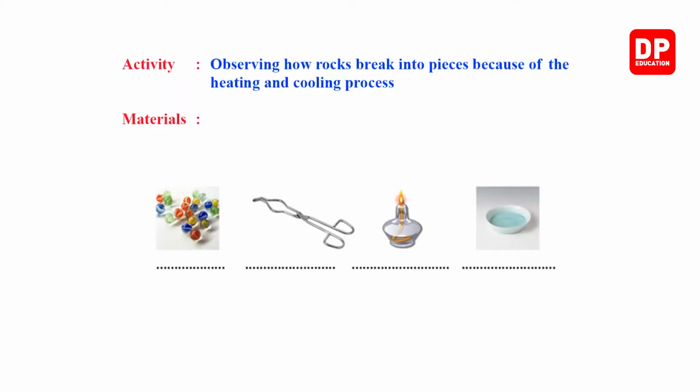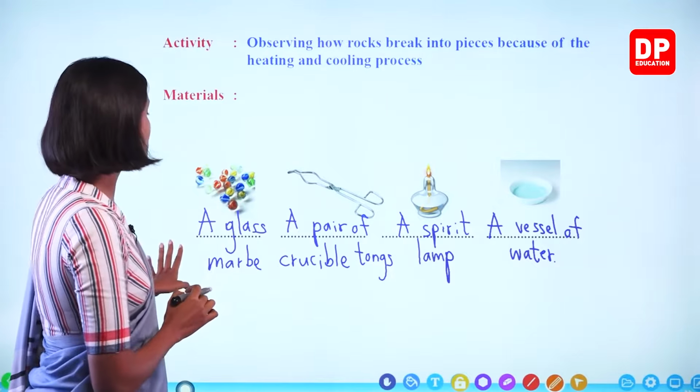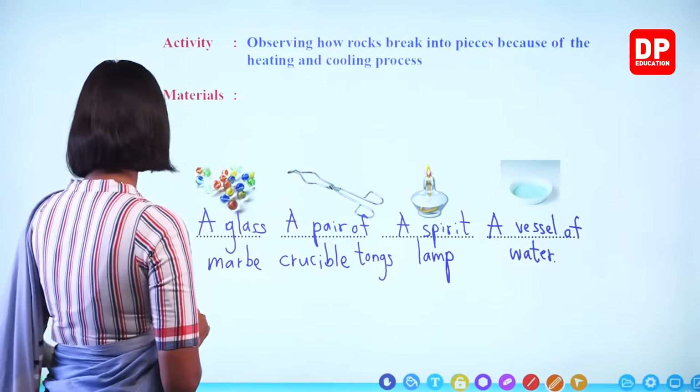We will write: we need a glass marble, a pair of crucible tongs, a spirit lamp, and a vessel of water. Let's see how to do the activity.